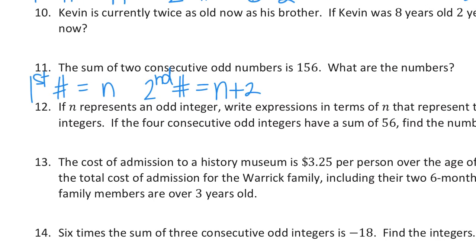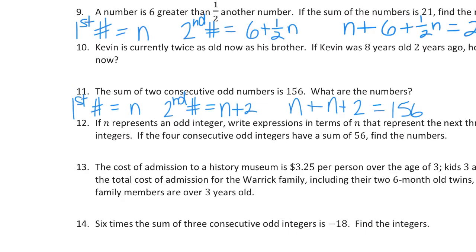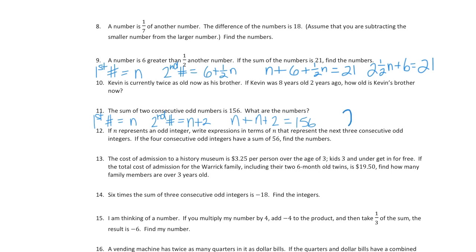So then when I set up my equation, n plus n plus 2 equals 156. So simplified, 2n plus 2 equals 156.